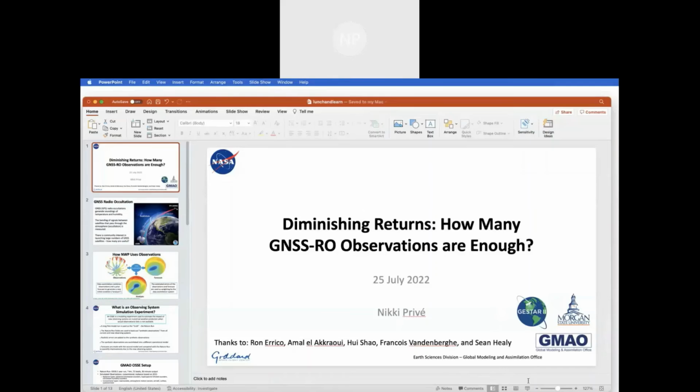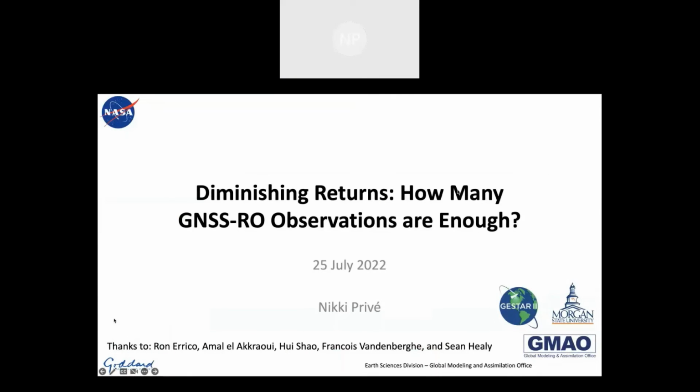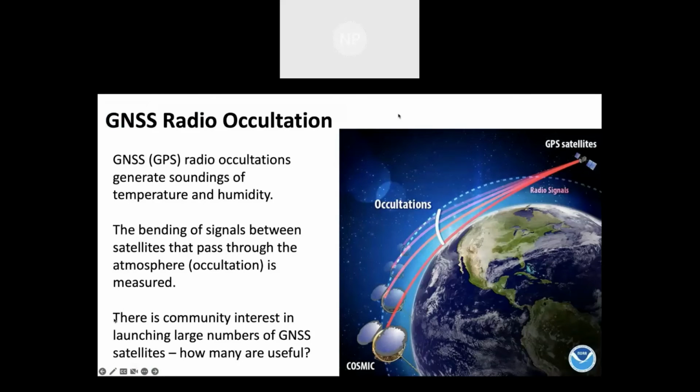It sure is. Excellent. All right, so this is some work that actually took several years to do and involved a group of people. The biggest helper here was Ron Errico, who is now retired, in doing this work. All right, so we've already had some overviews in the previous talk about how the GPS, the GNSS-RO observations work. So we're getting here these radio occultations that give you soundings of temperature and humidity.